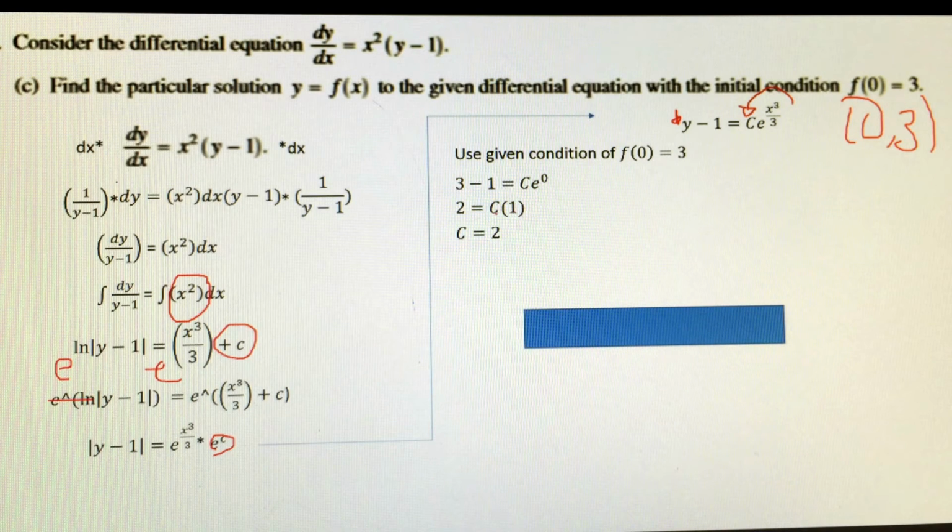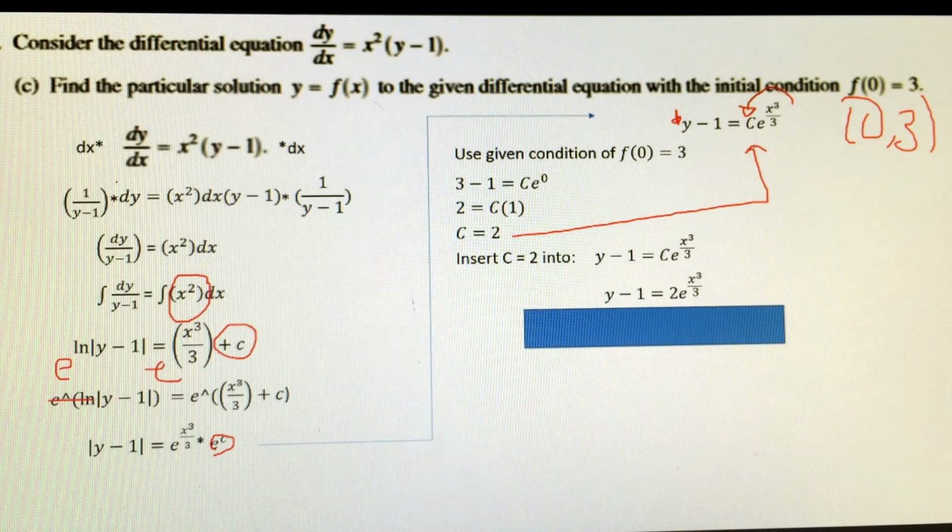Now we're going to put that c value right back into this equation. And we get y minus 1 equals 2 times e to the x cubed over 3. And then we want to get that 1 to the right-hand side, so we can get y equals f of x. And when we do that, we end up with our answer, y equals 2 times e to the x cubed over 3 plus 1.